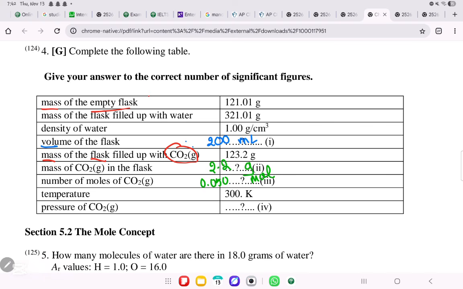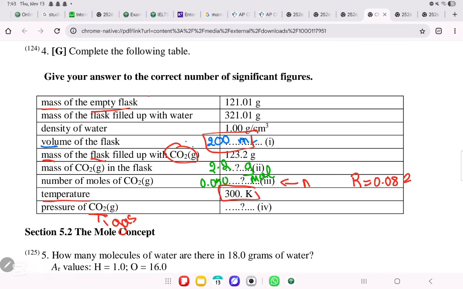Now, what did they give us? We have the number of moles, n. We know that R is equal to 0.082. They gave us the temperature, which is 300 Kelvin, and we have the volume of what? We have the volume of the flask. Since CO2 is also a gas, it's gonna take the volume of the flask. That means basically the volume of the flask, which is 200 milliliters, is also gonna be the volume of CO2.